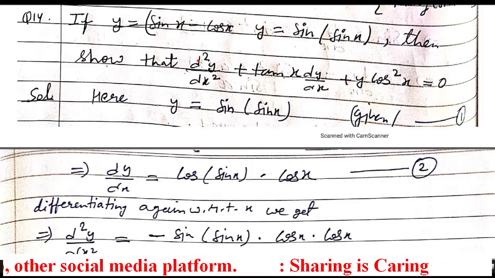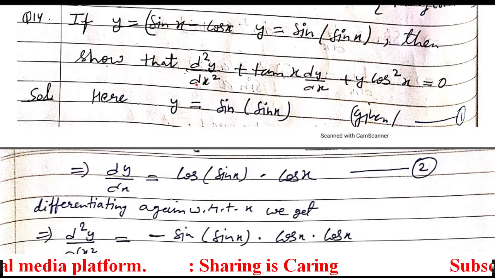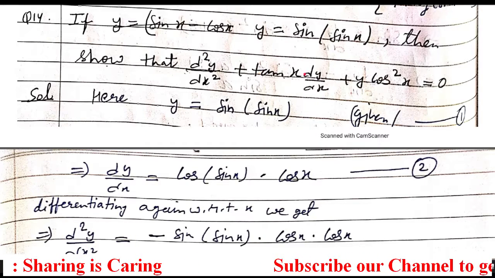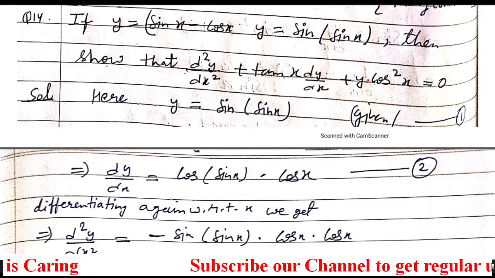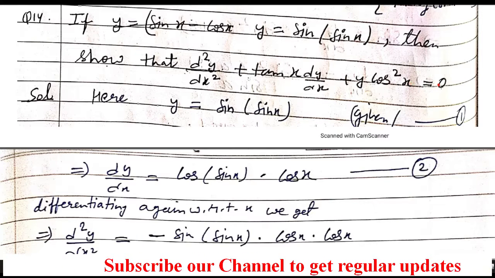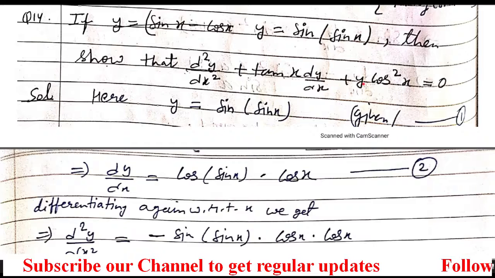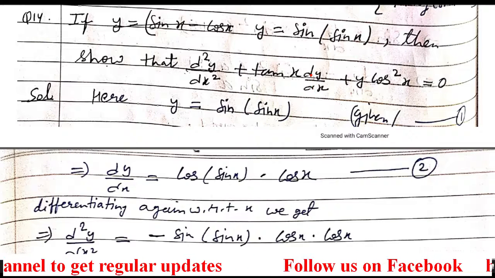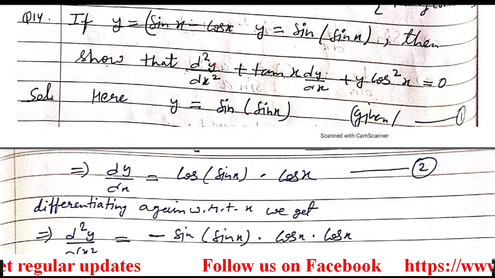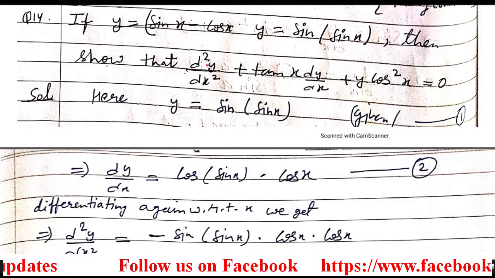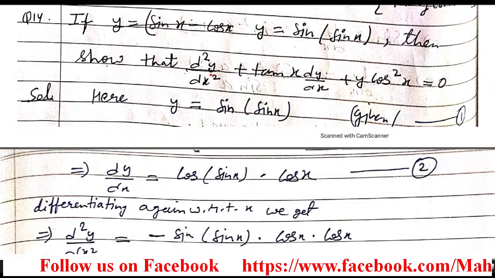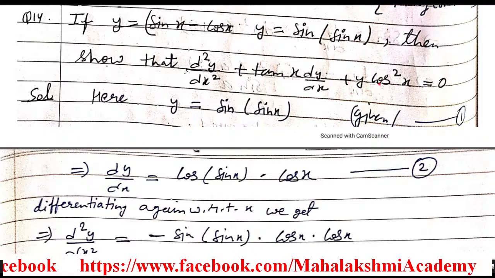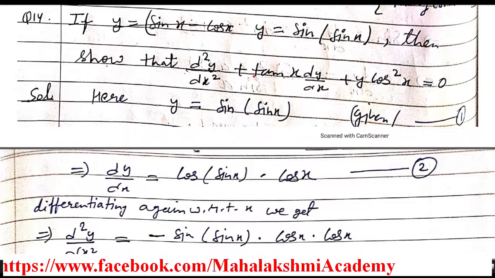The first term is d²y/dx², the double derivative of y, and then tan x multiplied by dy/dx plus y multiplied by cos²x equals 0. To prove this result, first we want the first derivative, dy/dx. Then whatever answer comes, we will differentiate again to obtain the second order derivative. After obtaining the first order and second order derivatives, we will come to the required result, and in the left hand side we will replace the values of whatever we needed. So students, we will start it.